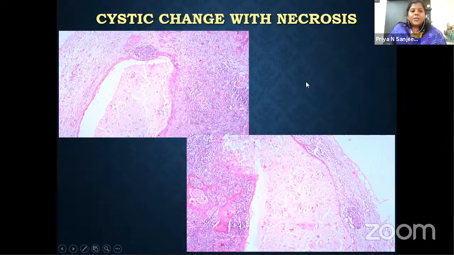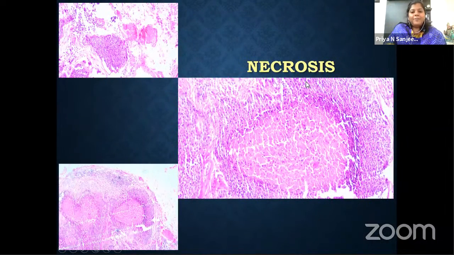And necrosis is also commonly seen in lymph nodes. So the presence of necrosis not only indicates malignancy, it can be seen also in reactive lesions like tuberculosis. But in a squamous cell carcinoma with lymph node metastasis, you can see necrosis, which can be localized or focal, or it can be multifocal or diffuse. You can see here two foci of necrosis.